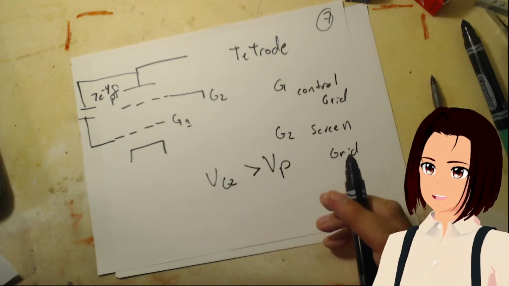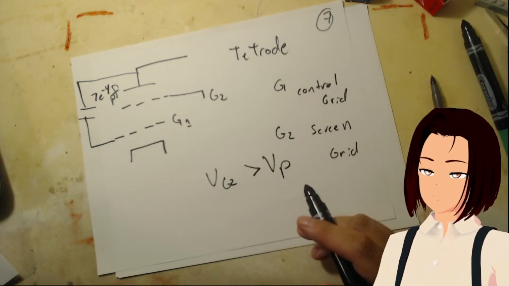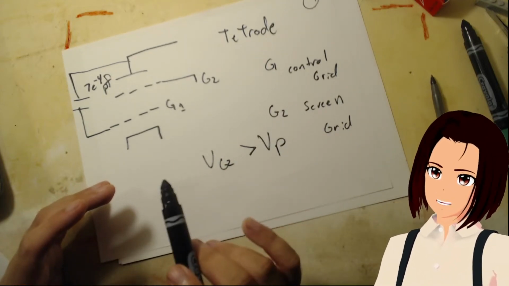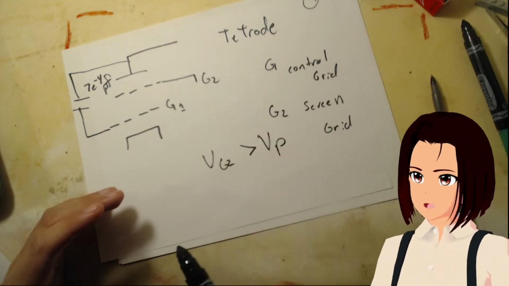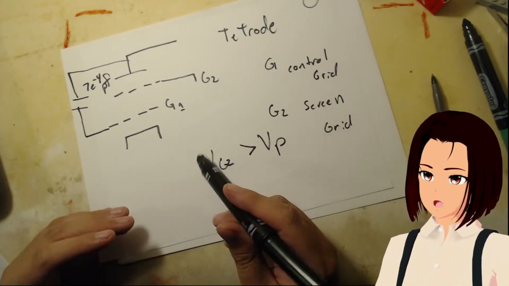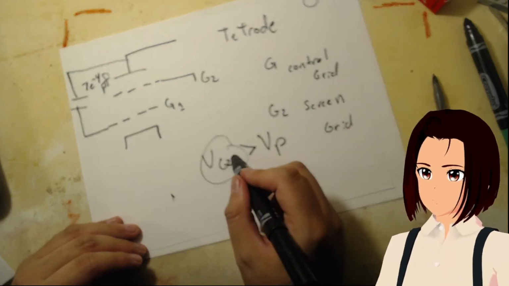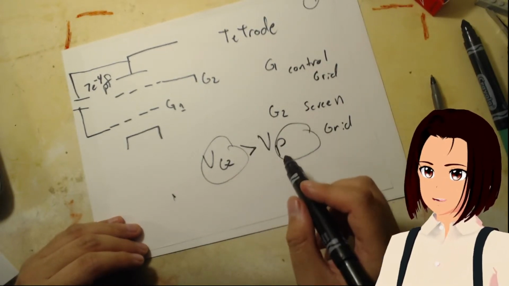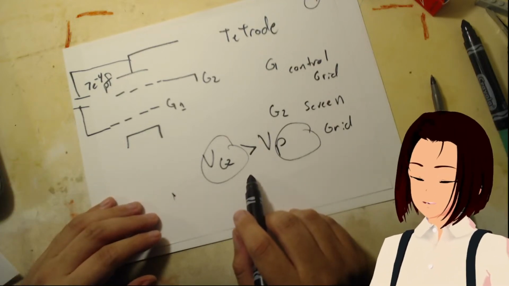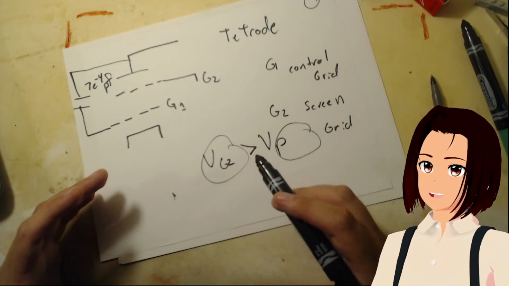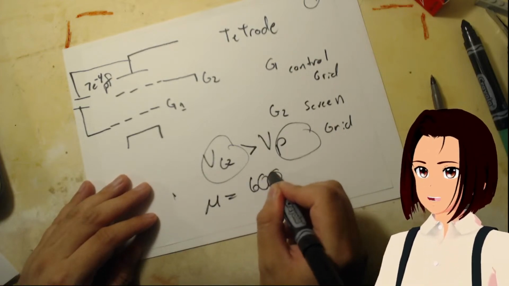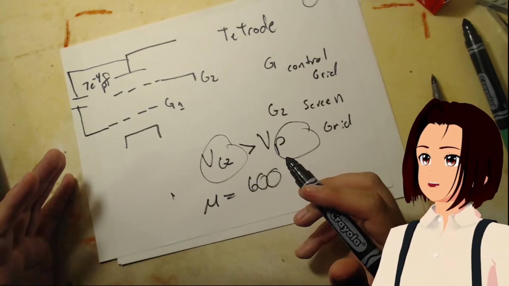The reason is that when an electron strikes the plate and knocks another electron off, that electron has to decide: am I going to go to G2, or am I going to go to the plate? The plate's higher, so I like that. That's kind of what's going to happen. Because of this, we can have a really big amplification factor. We can have an amplification factor of 600. Dang, it's so much better.